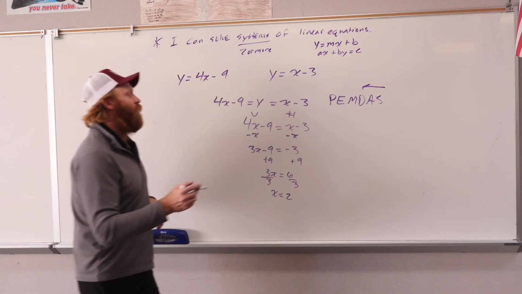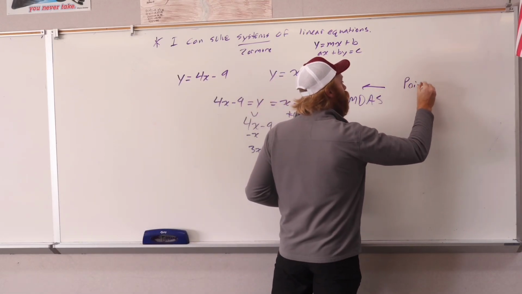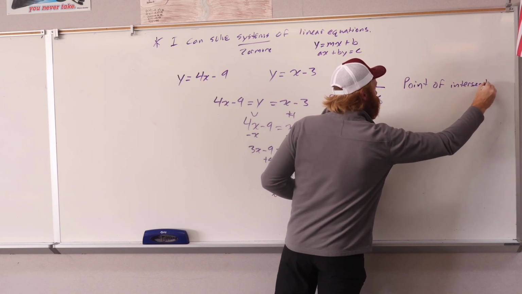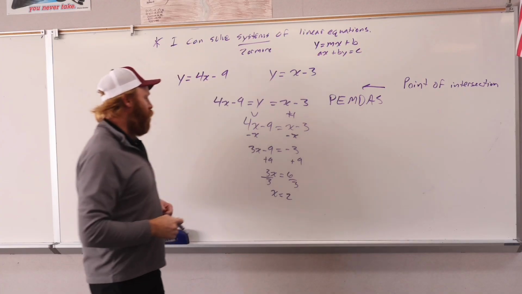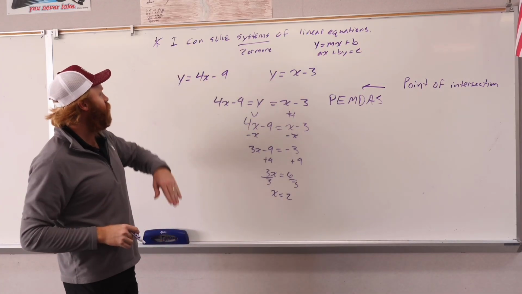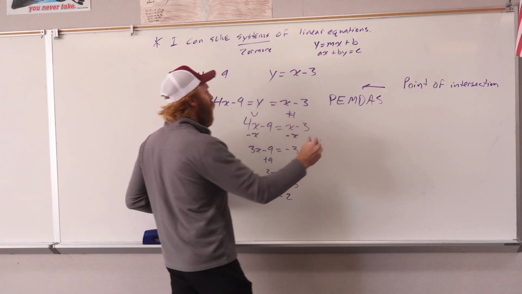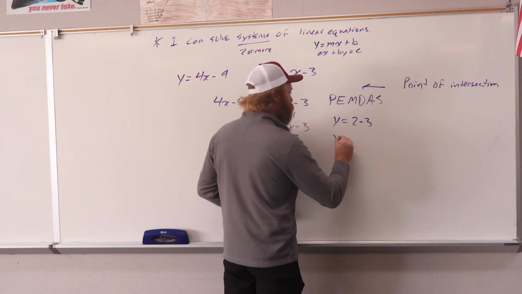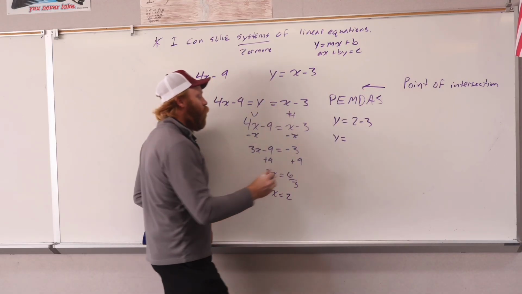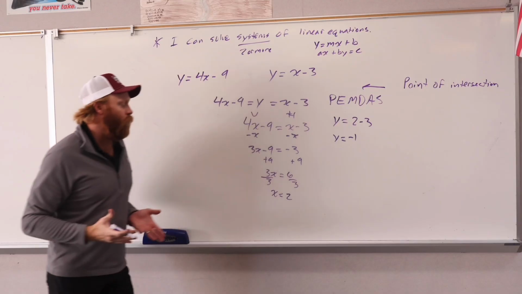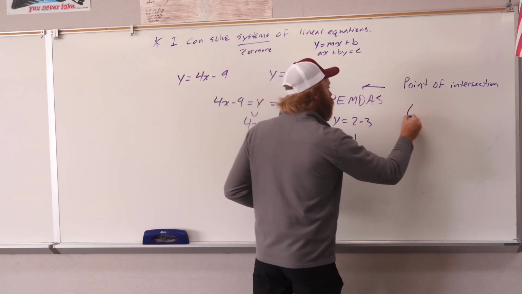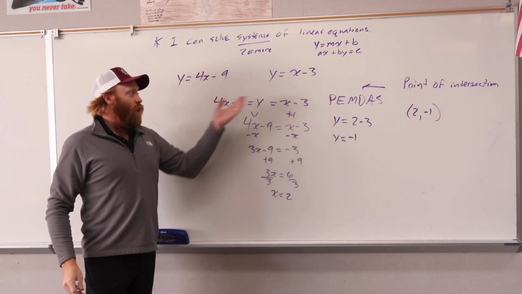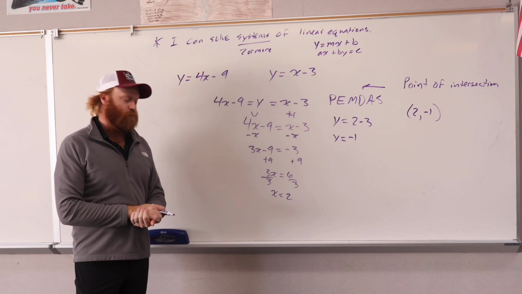Now, if it is asking for the point of intersection, okay, then we have to get both values. Currently, we only have the x value, so we plug it into either one of our equations to get our y value. So y equals, x equals 2, so 2 minus 3, so our y is going to equal negative 1. If it's asking for the point of intersection, we're going to put it in point form, so we'd have 2 comma negative 1. And you can pick either equation when you are plugging that in.